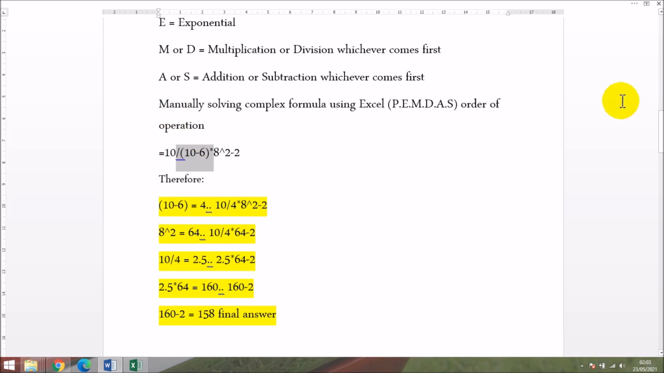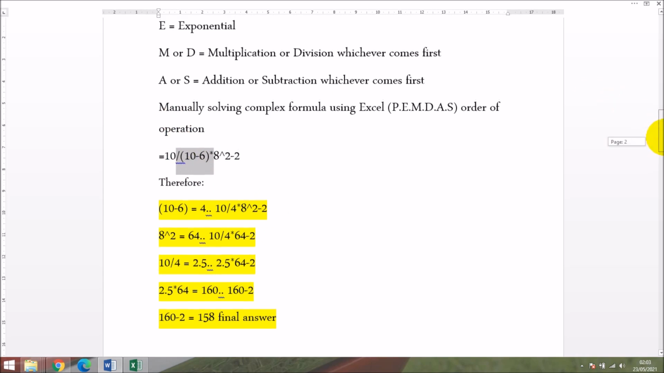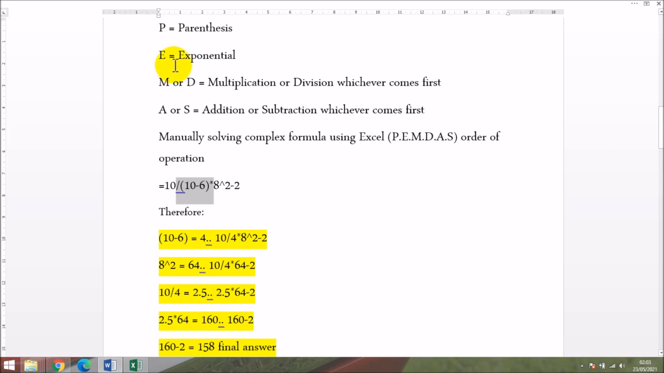So following our order of operation, the next order of operation is exponentials. If you look at the exponential, it's going to be 8 raised to power 2, and if we do that, we are going to be getting 64. So we are going to replace our 8 raised to power 2 with our answer, which is 64.